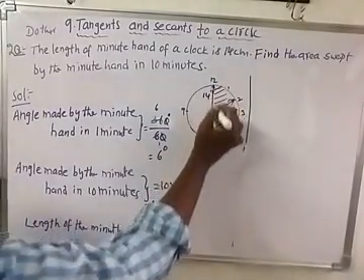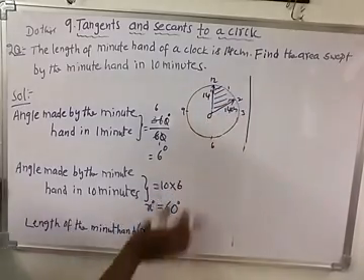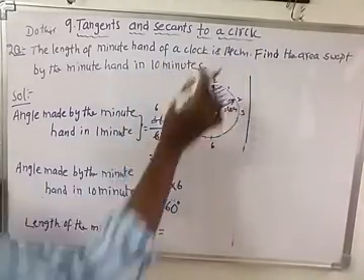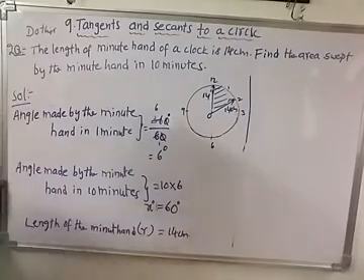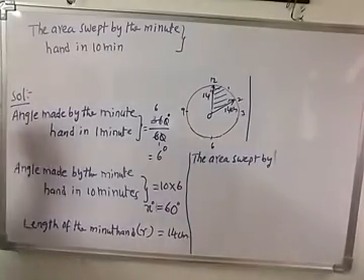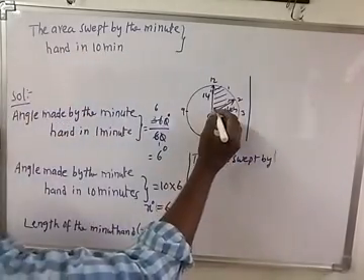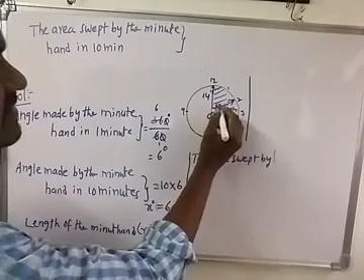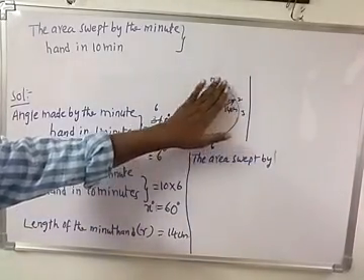Now the length of the minute hand is the radius of the circle. That is 14 centimeters. Now the area swept by the minute hand in 10 minutes. Here the angle is 60 degrees. So this is the radius, so this is the sector.